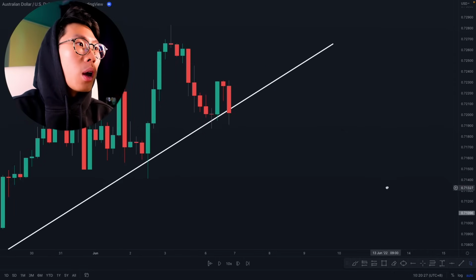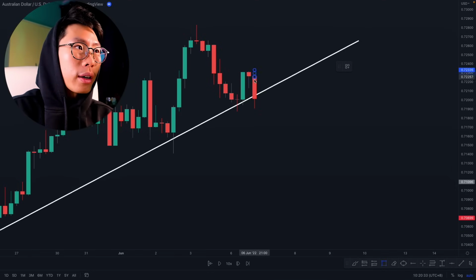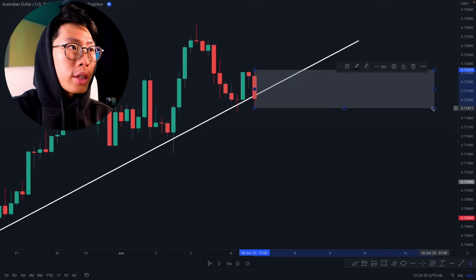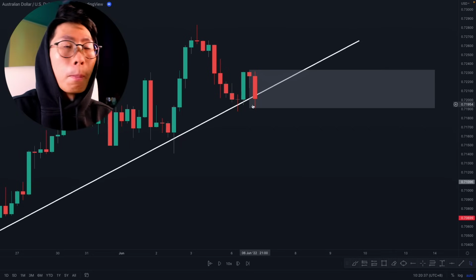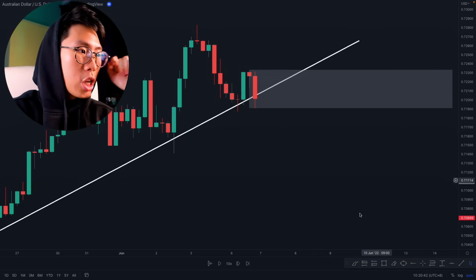So at this point of time, price has just broken out of the trend line right here. So I'll just take my box tool once again and then draw the candle that broke out of the trend line, which is this candle right here. This candle right here broke out of the trend line, so I'll just draw a box around it, right? Just drag it to the right, just like this.